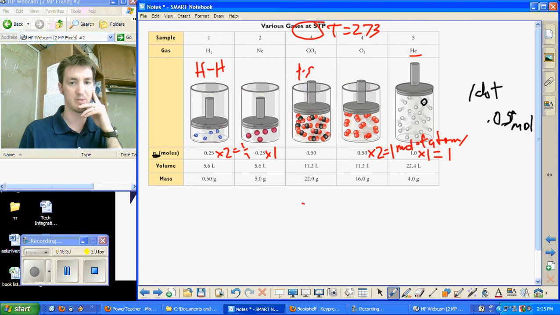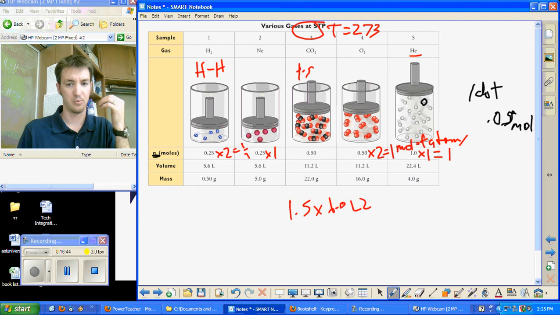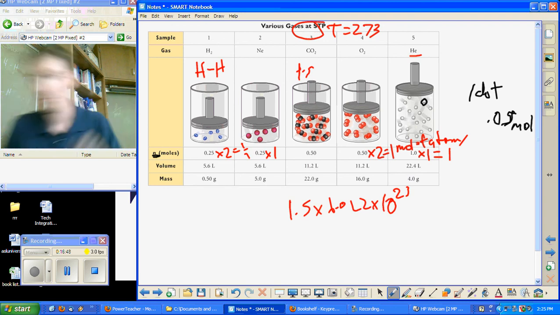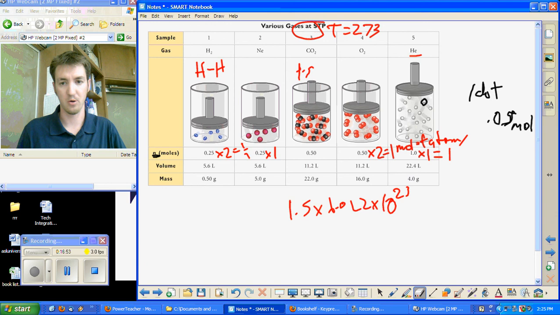Like if I said it has 1.5 dozen atoms, you're like, oh, okay, it's 1.5 times 12. 1.5 moles of atoms, if you want to count them all up, it's 1.5 times 6.022 times 10 to the 23rd. That's what it would be total. All right, there are twice as many total atoms in box 3 as in box 4, which for us that's not the case.